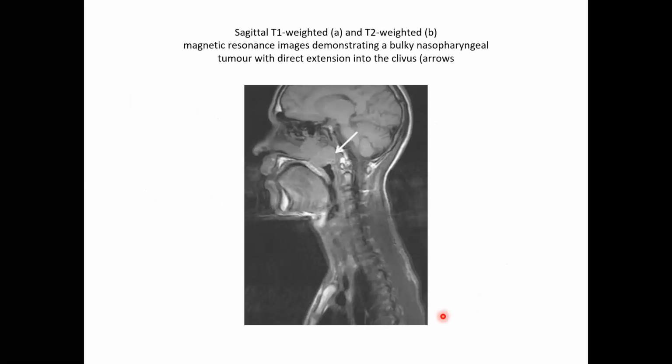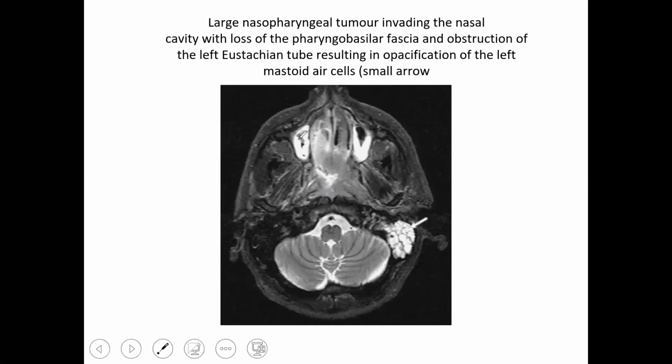Sagittal T1 weighted and T2 weighted images demonstrate a bulky nasopharyngeal tumor with direct extension into the clivus, that is the sloping part of the skull base. You can see a large nasopharyngeal tumor invading the nasal cavity with loss of the pharyngobasilar fascia and obstruction of the eustachian tube, resulting in left mastoid opacification.